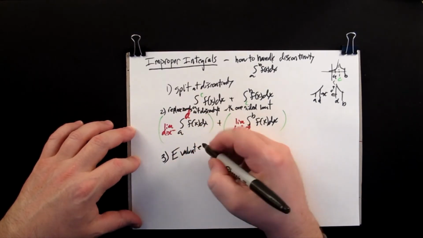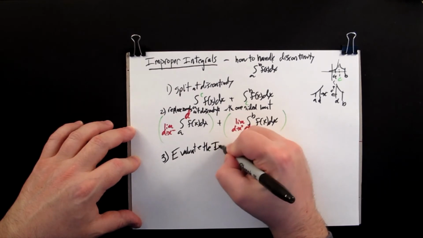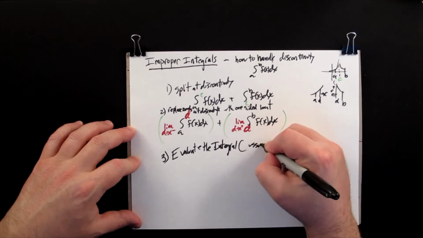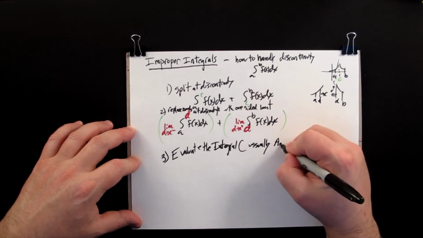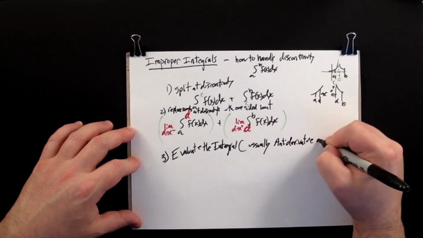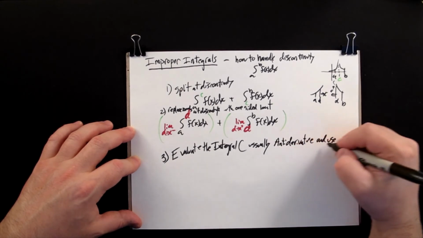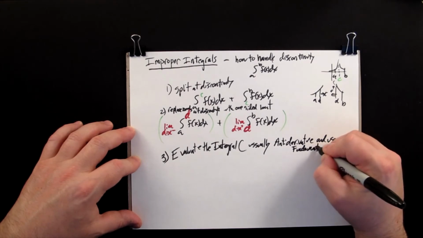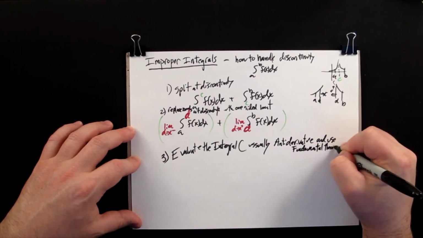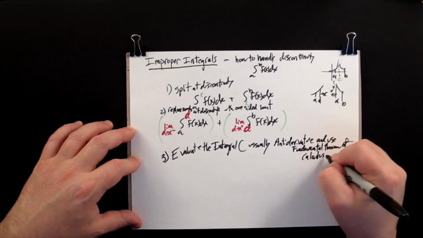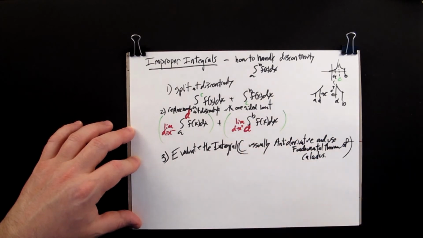So you evaluate the integral. Usually this is, you find the antiderivative and use the fundamental theorem of calculus. But there are some other options. But that's the typical approach. You want to find the antiderivative.